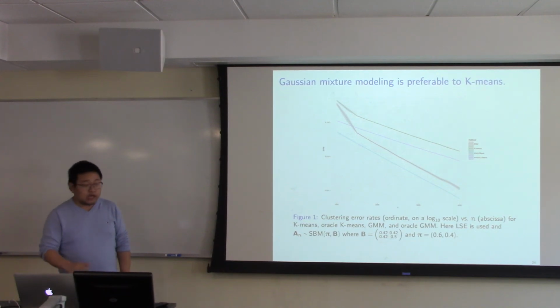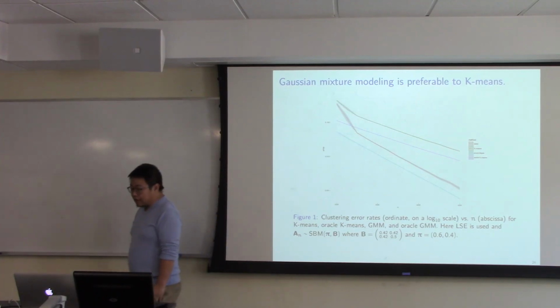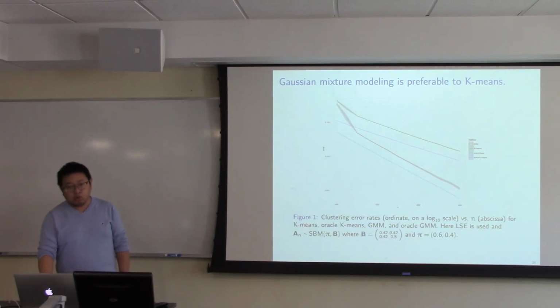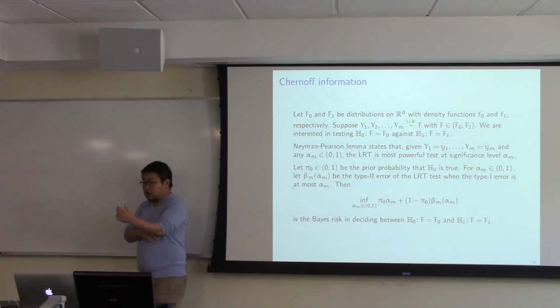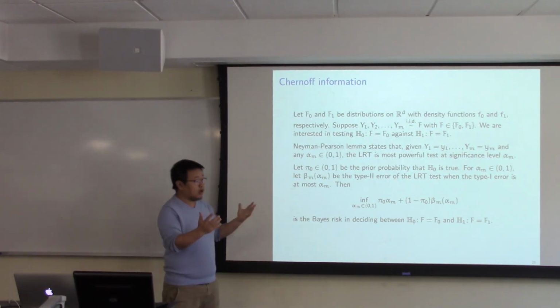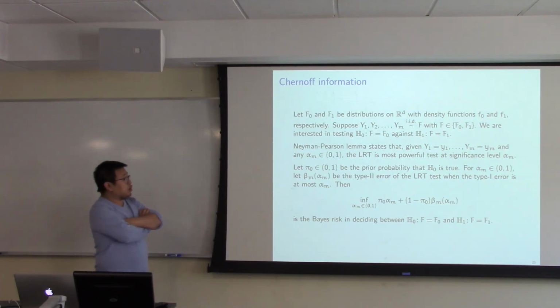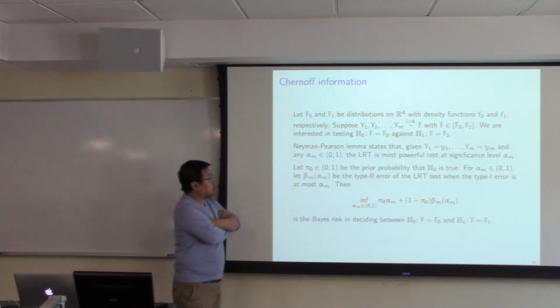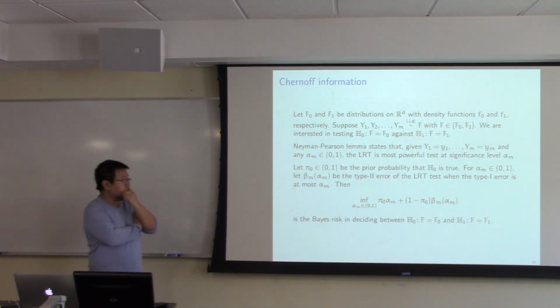So now Gaussian mixture modeling is preferable to k-means in both cases. But I have not addressed the question of which choice of embedding method, adjacency spectral embedding or Laplacian spectral embedding, is to be preferred. To do that, I will introduce this notion of Chernoff information, by Chernoff 1952. Roughly speaking, I have two distributions f0 and f1 on R^d, with density functions little f0 and little f1, and suppose I have m points iid from some distribution f, either f0 or f1, and I want to test whether from these m points my distribution is 0 or 1.